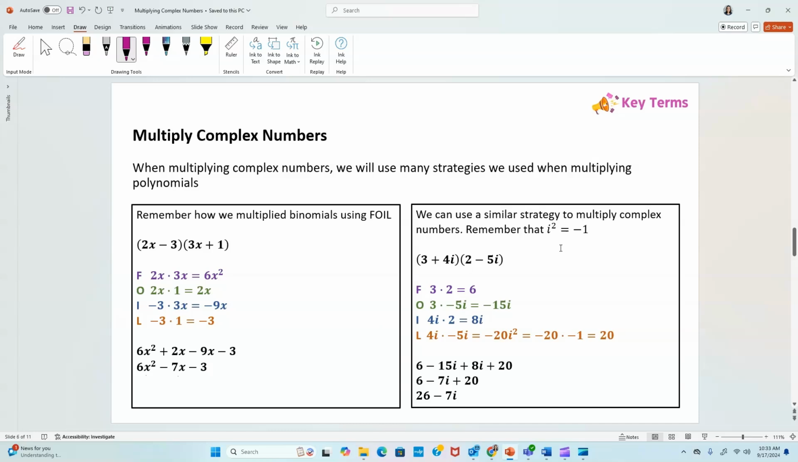Similarly, when we're multiplying complex numbers, we're going to use FOIL, but remember that i squared is always going to turn into -1. So we have 3 plus 4i times 2 minus 5i. First, 3 times 2, which is 6. Outside, 3 times -5i, which is -15i. Inside, 4i times 2, which is 8i. Last, 4i times -5i, so that's -20i squared. The i squared becomes -1, so this is -20 times -1, which is positive 20. Finally, we add up all the terms: 6 minus 15i plus 8i plus 20. 6 plus 20 combines to give us 26, and -15i plus 8i gives us -7i. So 26 minus 7i is our final answer.